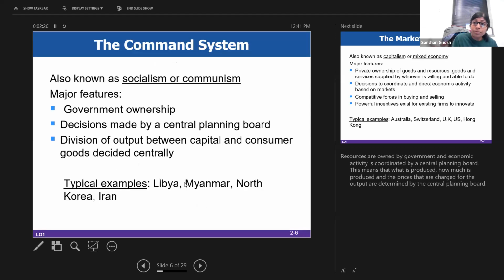The other extreme is the China kind of system I'm talking about. There are several examples; Russia and China can also be included here. Typically there is government ownership of all resources. Everything is done centrally by the government. All the coordination of resources and the output produced is also decided centrally. So China is also in this example.